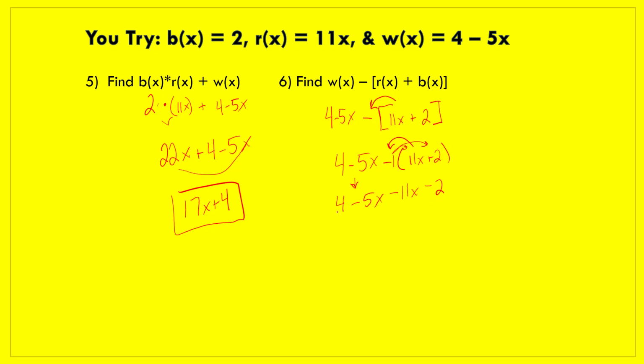At this point, we'll combine our like terms. Negative 5x, negative 11x gives me negative 16x. 4 and negative 2 gives me a, what are you doing? All right, I've lost the ability to write. I'm not sure what it's doing. Gives me a plus 2. So we would have negative 16x plus 2.